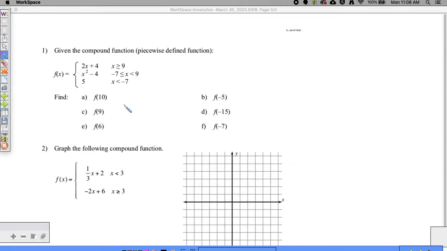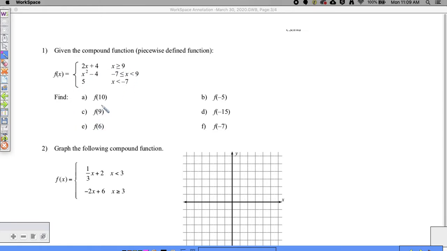So if you look at something like this, they like to call it a compound function, I like to call it a piecewise function. This piecewise function consists of 3 different functions, okay? And it's basically saying, I want you to graph the line 2x plus 4 when x is greater than or equal to 9. I want you to graph the parabola x squared minus 4 where x is between -7 and +9. And I want you to graph the function f of x equals 5 when x is less than -7.